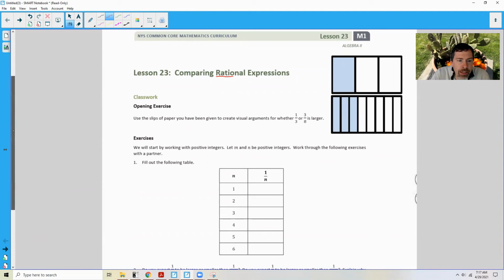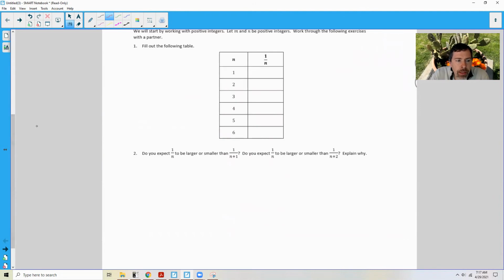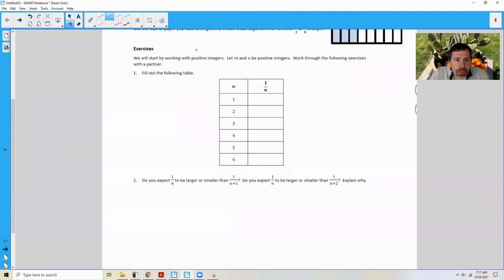Carrying on to the exercise now, it says, we will start by working with positive integers. There's another word, integer. What's an integer? Well, it's a number that's not a decimal or a fraction, from negative infinity to positive infinity. So -3 is an integer, -2, -1, 0, 1, 2, 3. They're all integers, but there are no fractions or decimals in the integer group. So let m and n be positive integers. So here's n given to us, 6 numbers, 1, 2, 3, 4, 5, 6, no fractions, no decimals.